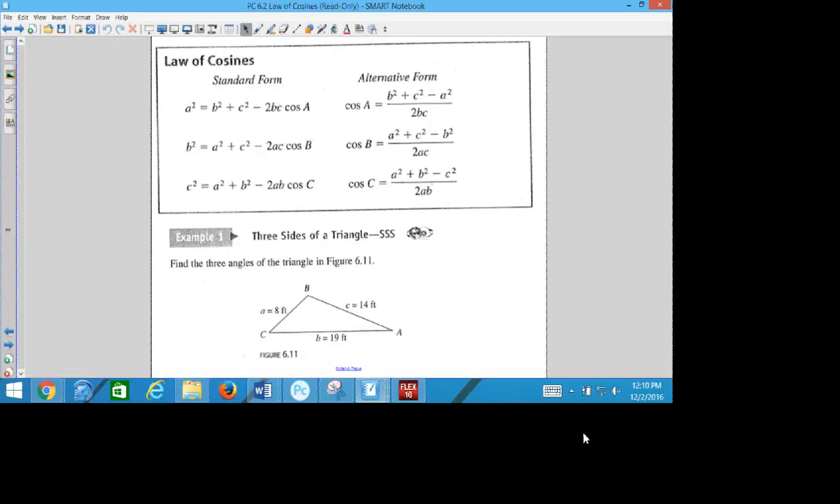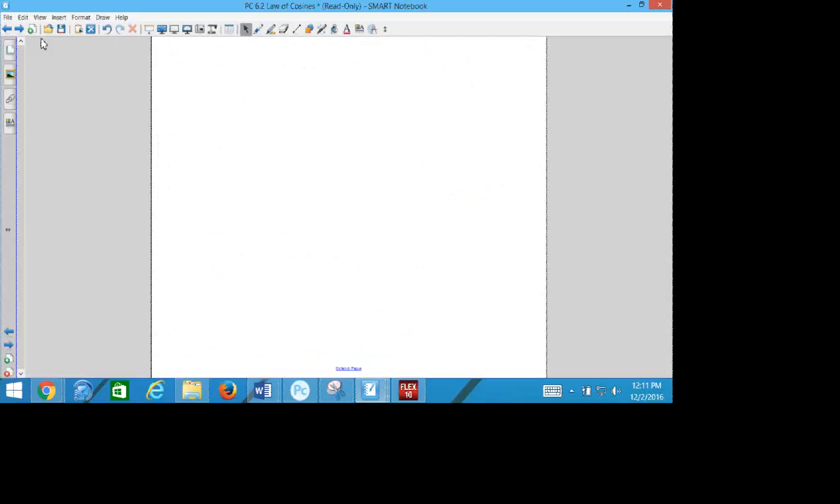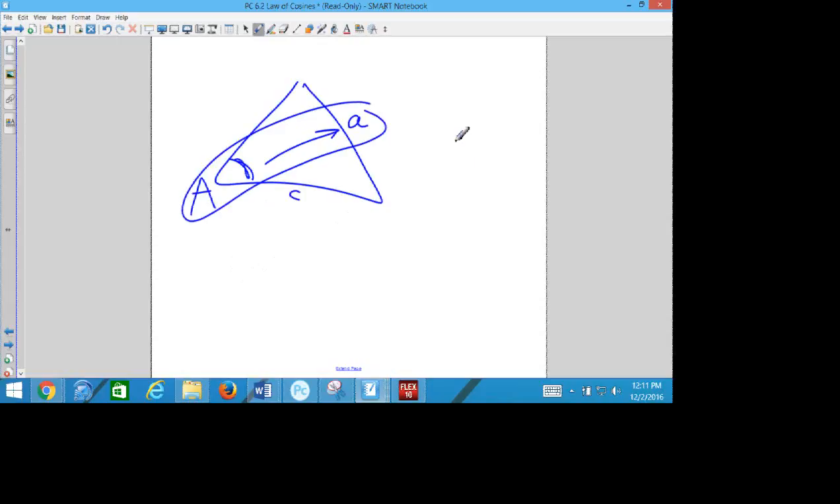As just a quick reminder about law of sines, you had to have an angle and the opposite side to use law of sines, plus one other piece of information, whatever that may be. You had to have 3 pieces of information, but there had to be an angle and the opposite side. That was for law of sines. That's how you could cross multiply.